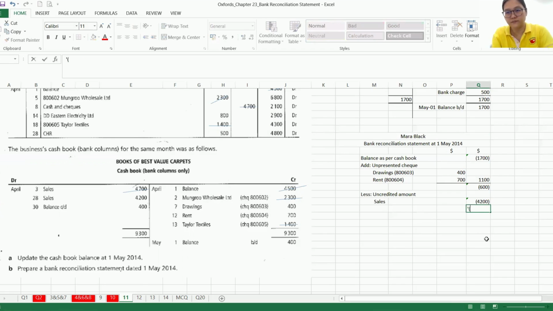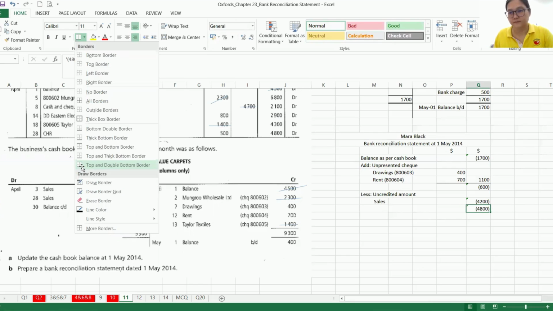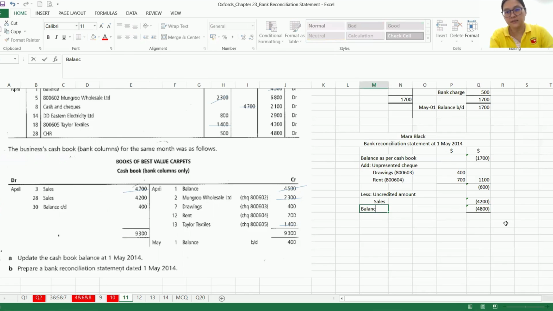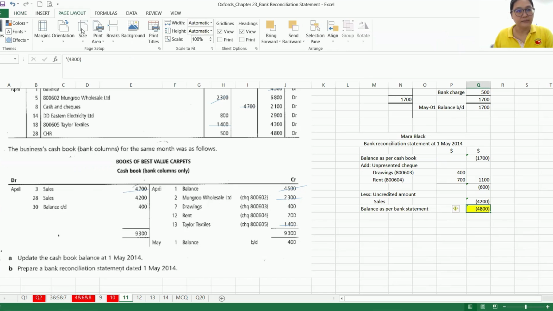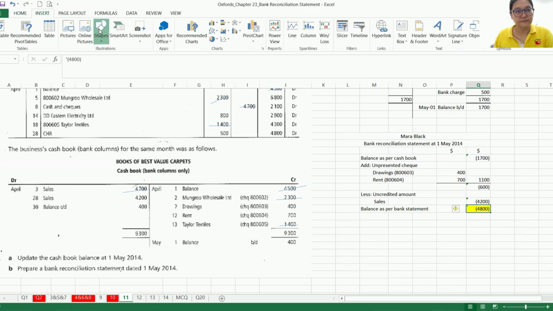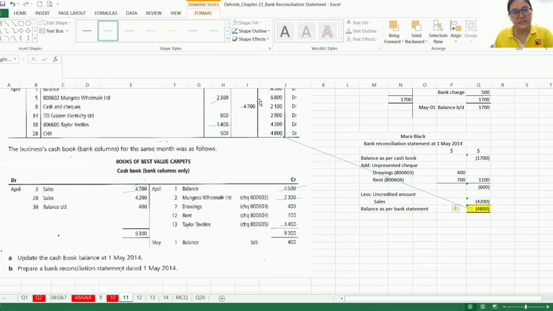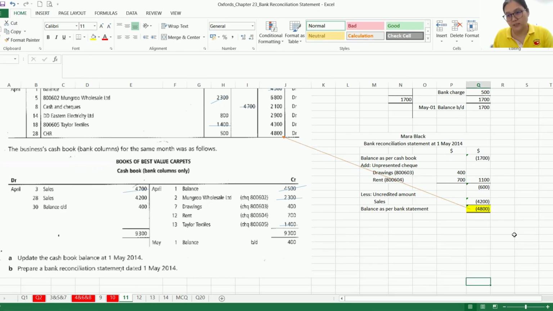Here we are, 4,800. So here we notice that this amount is the balance as per the bank statement. And if your amount can be the same as this amount, it means that your bank record should be correct. Okay, because here 4,008, 4,008, and debit means overdraft.